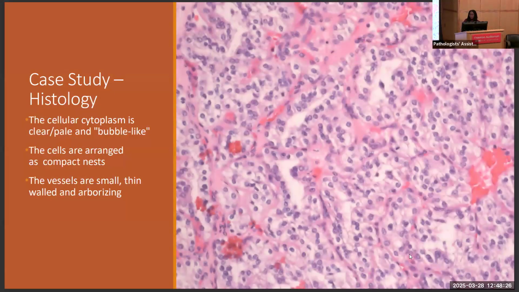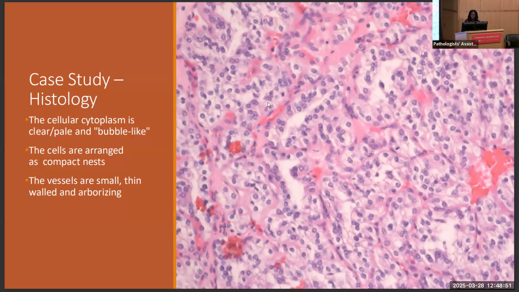This is a higher power view of the tumor cells. A majority of the cells have a clear to granular cytoplasm, and they are described as bubble-like. This is a key characteristic feature of clear cell carcinomas. If you look closely, you can see that these cells here appear more eosinophilic and granular than others.